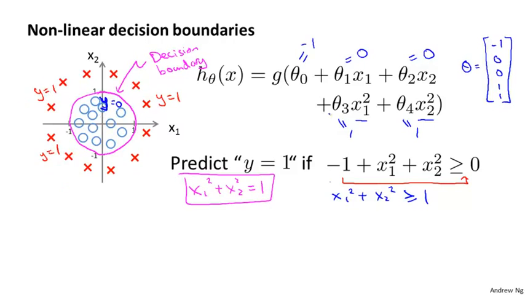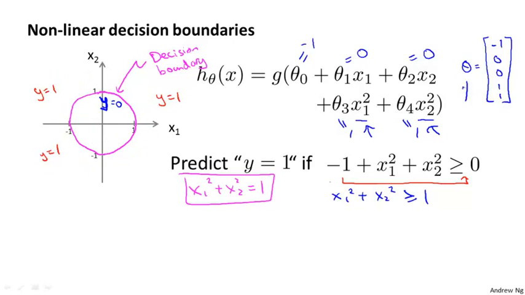So by adding these more complex polynomial terms to my features, I can get more complex decision boundaries that don't just try to separate the positive and negative examples with a straight line, but, in this example, give a decision boundary that's a circle. Once again, the decision boundary is a property not of the training set, but of the hypothesis and of the parameters. So long as we're given my parameter vector theta, that defines the decision boundary, which is the circle.